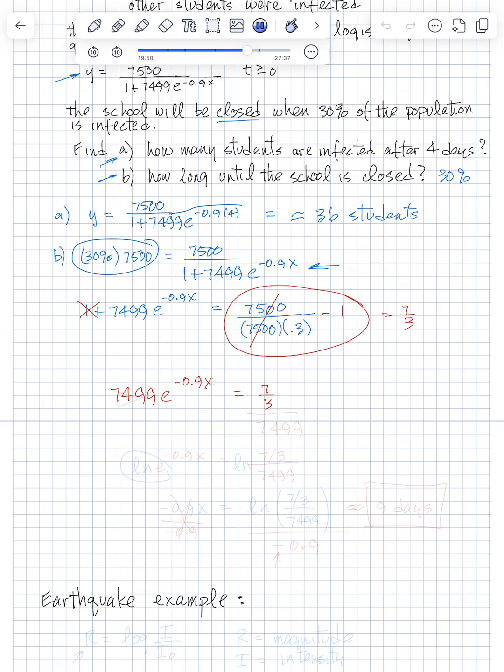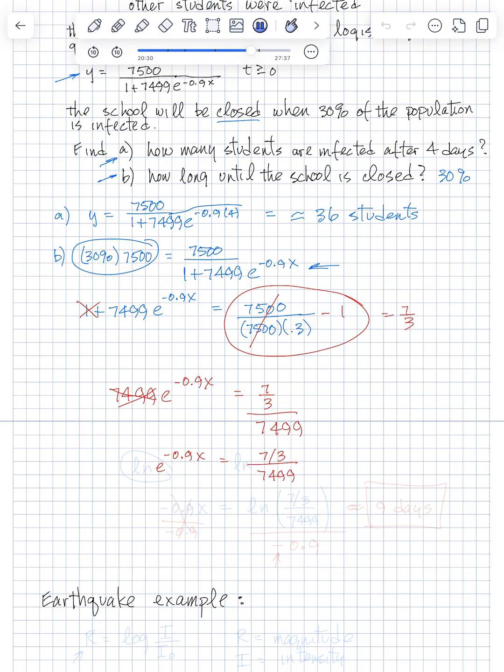So we're going to divide both sides by 7,499. Cancel that out. 7,499. And now we have e to the negative 0.9x is equal to this whole thing, 7 thirds over 7,499.